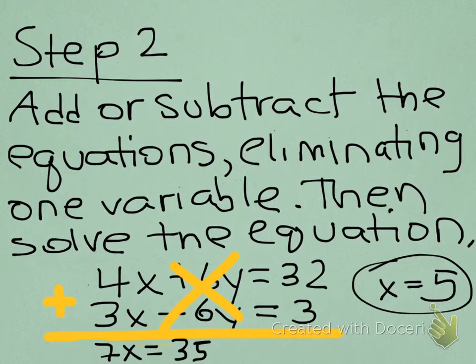So we decided to add here, so I'm going to add the 4 plus the 3 to get 7x. And then I'm going to cross out the variables that are opposite coefficients. Then I bring down the equal sign, and I also do 32 plus 3 to get 35. Then I solve for x, and I get x equals 5.